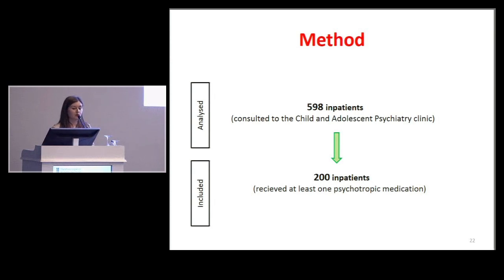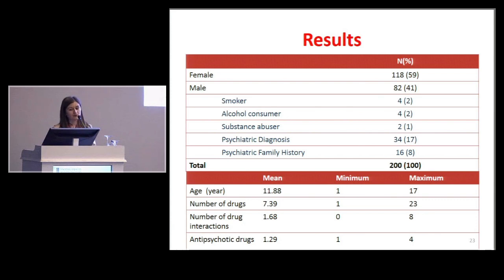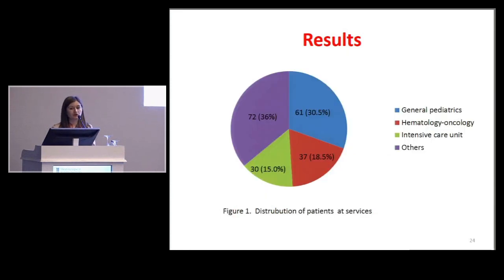During this 1 year, a total of 598 inpatients were consulted to the Child and Adolescent Psychiatric Clinic, and 2 inpatients were using at least 1 psychotropic drug. When we look at the results, 59% of the patients were female. We also looked at smoking, alcohol consumption, and substance abuse. In 17% of the patients, there was a psychiatric diagnosis, and the average age was 11, number of drugs 7, number of drug interactions 1.68, and antipsychotic drugs 1.29.